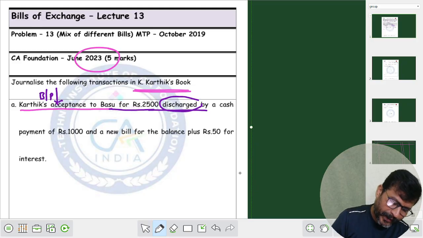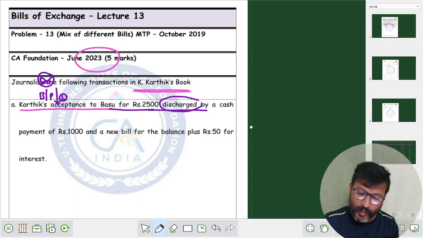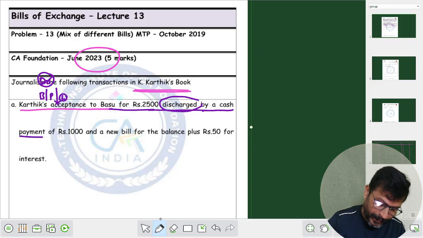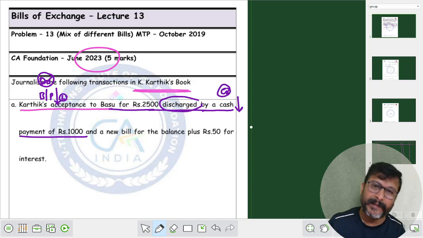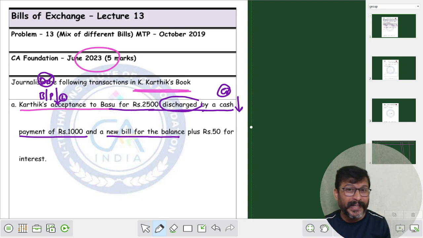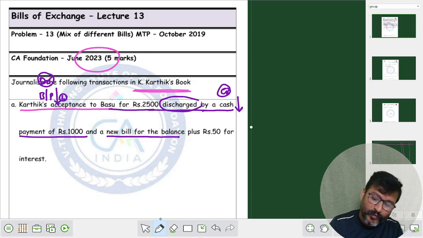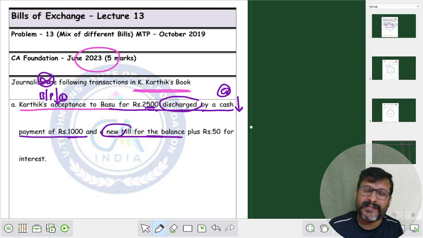Means your BP decreased. When liability decreased, please remember, it is to be debited. By how? By paying cash payment of 1000. So your cash will decrease, cash is to be credited. And a new bill is accepted. See, out of 2500, 1000 rupees is paid by cash. What is left out? 1500. A new bill is accepted for the balance.